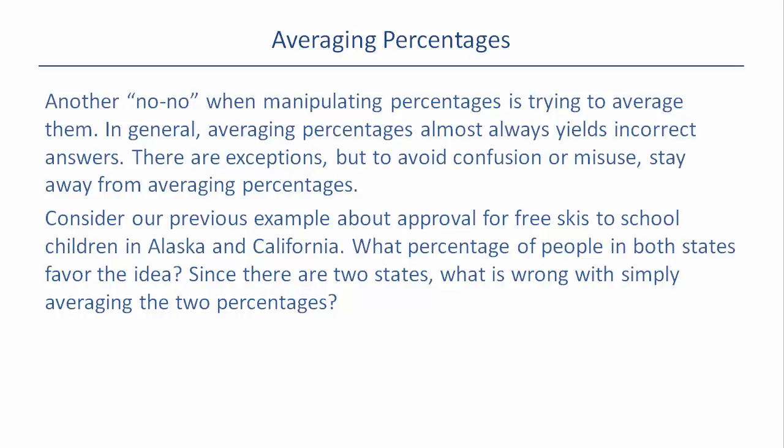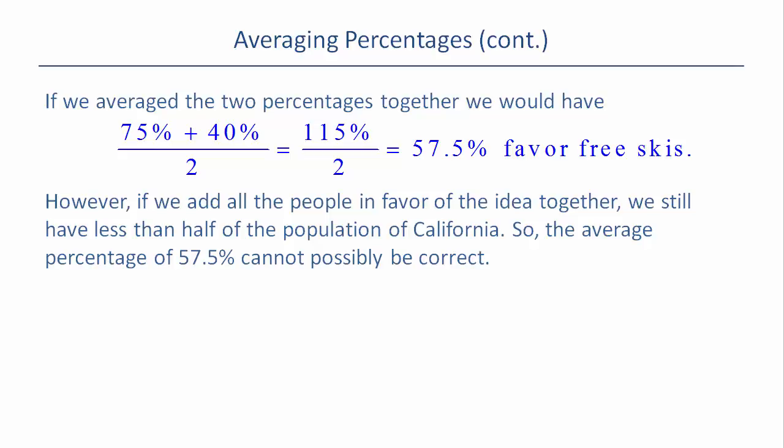Okay, averaging percentages, big no-no, because you're pretty much averaging almost averages, right? So if you wanted to average those two groups, the Alaskan voters and the California voters, and say, hey, 57.5% favor free skis, that's horribly wrong, because 75% was 75% of a very small number and 40% was 40% of a really large number. And if you took those two groups and added them together and then counted up how many from both states, you would not get 57.5 as an answer.